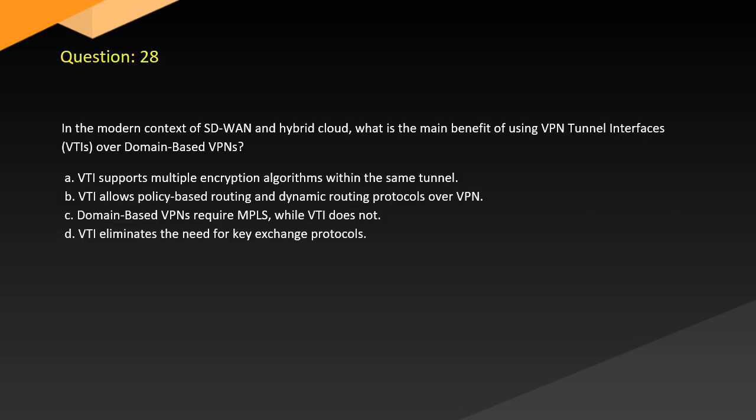Question 28. In the modern context of SD-WAN and hybrid cloud, what is the main benefit of using VPN tunnel interfaces (VTIs) over domain-based VPN? A. VTI supports multiple encryption algorithms within the same tunnel. B. VTI allows policy-based routing and dynamic routing protocols over VPN. C. Domain-based VPNs require MPLS while VTI does not. D. VTI eliminates the need for key exchange protocols.